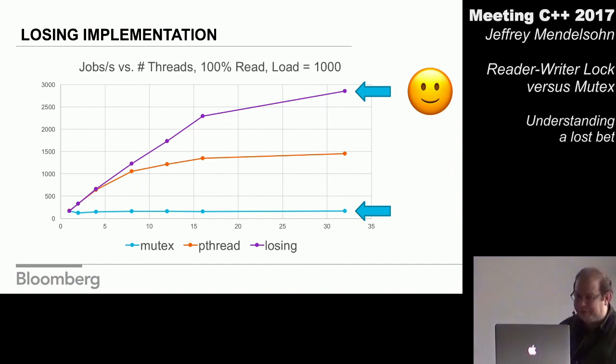So again, I'm going to be a little pedantic here. Moving the load down by a factor of 10, we still see the behavior you're looking for. The lock we're comparing is still scalable. Of course, a mutex is never scalable. And the performance is much higher than the mutex, so we're still good here.